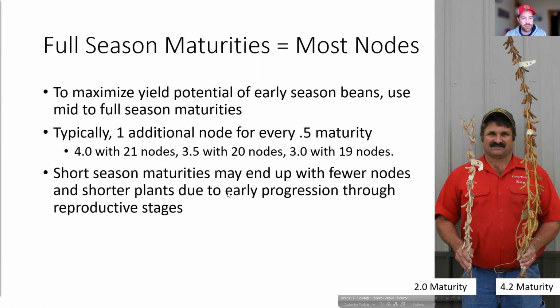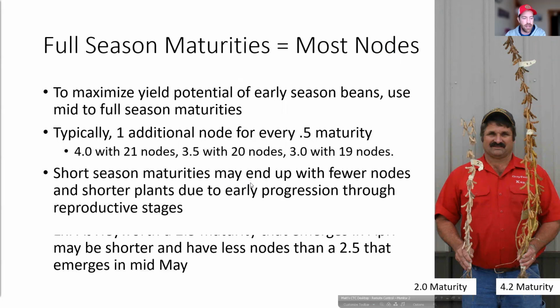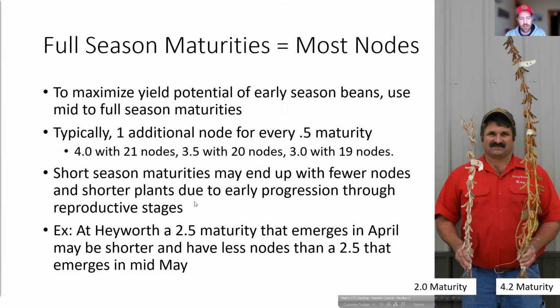So our short season maturities, if we're planting them ultra early, we might end up with fewer nodes and shorter plants because we're running through those stages so fast. So if we plant a 2 or a 2.5 in Hayworth that emerges in April, we could actually yield less than a 3.0 or 3.5 that was planted in May due to that.